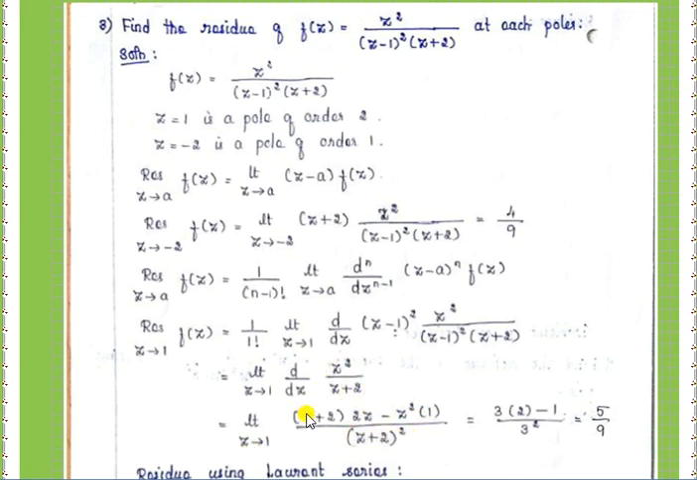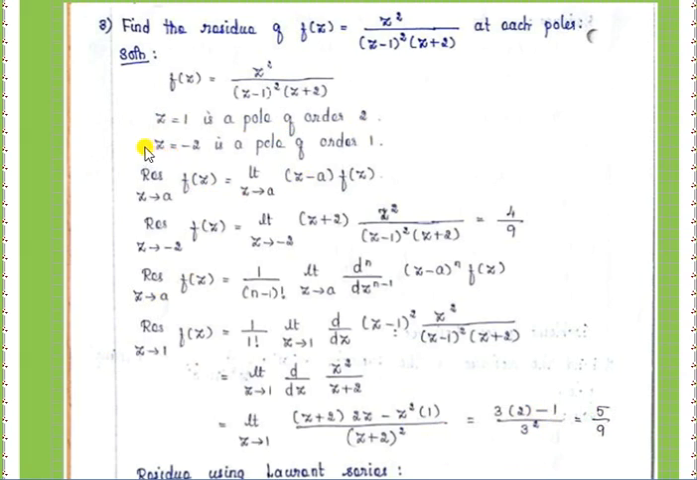So now I am directly replacing the point z equal to 1 in this particular step. I will get 1 plus 2 is 3, 2 into 1 is 2, minus 1 square is 1, by 1 plus 2 is 3 square. So therefore 5 by 9 is the answer for z equal to 1, pole of order 2.